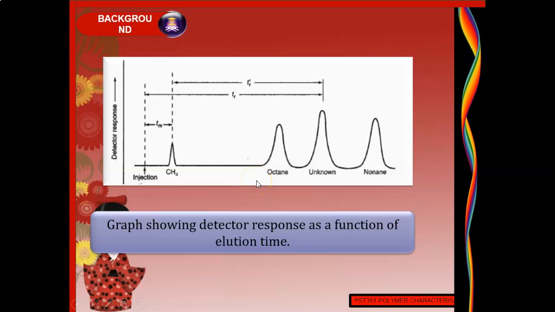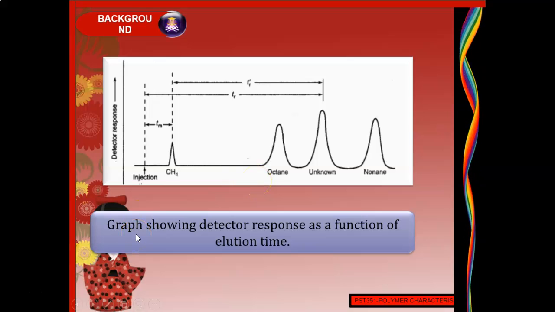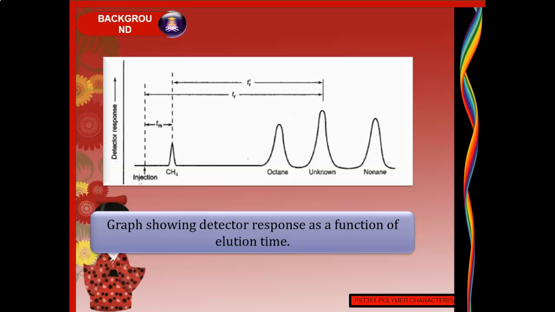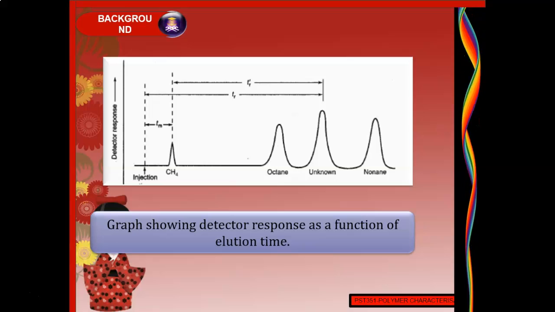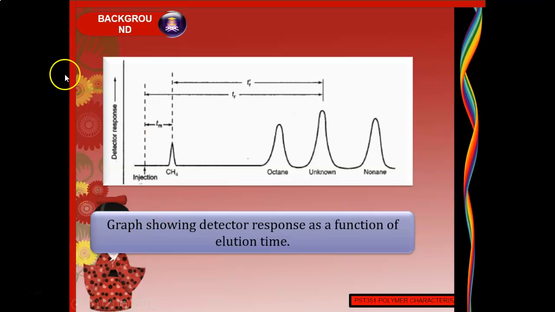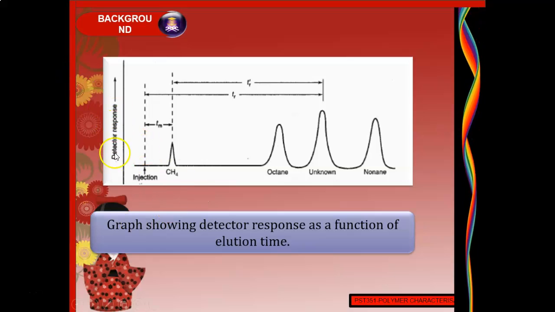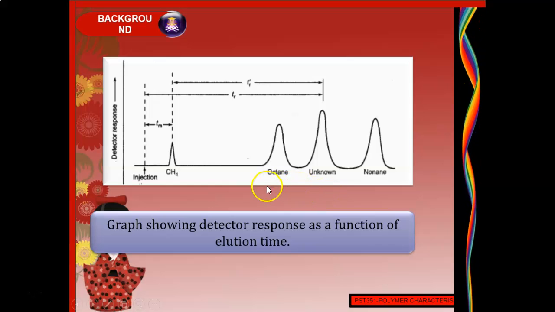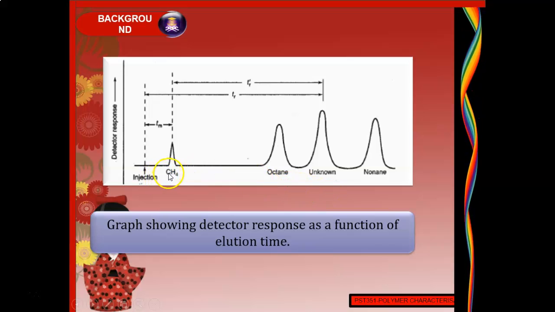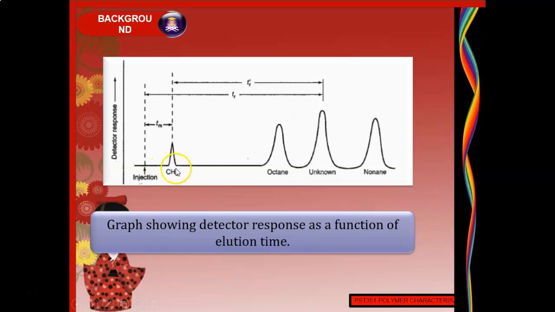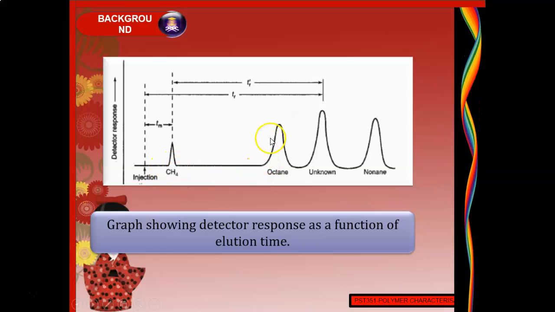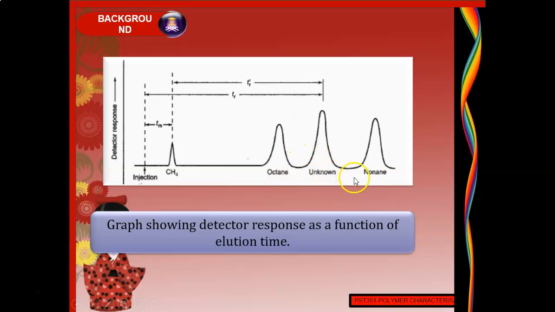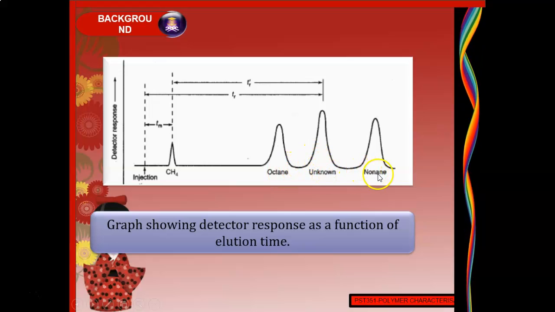Okay, look at the next slide. Right, this is an example of a chromatogram, detector response as a function of elution time. So this one is the detector response, and the x-axis is the time. Okay, we can see that the first compound that appeared is CH4, and the second component is octane. The third one is unknown, and the fourth one has no name.